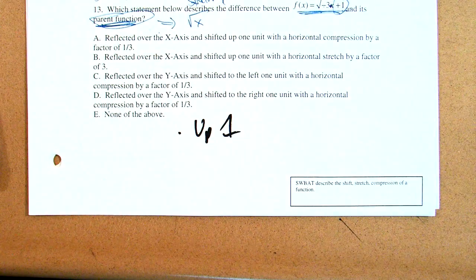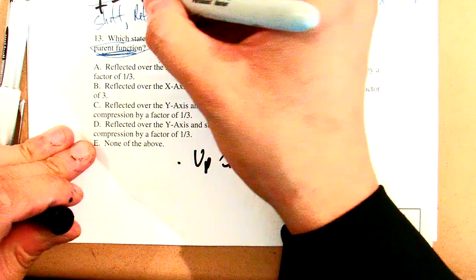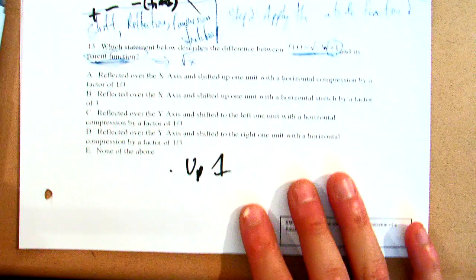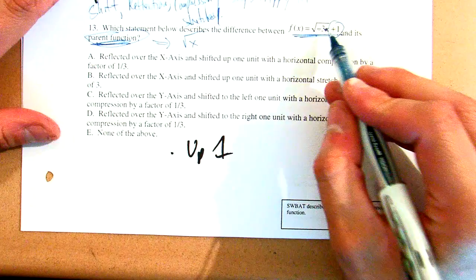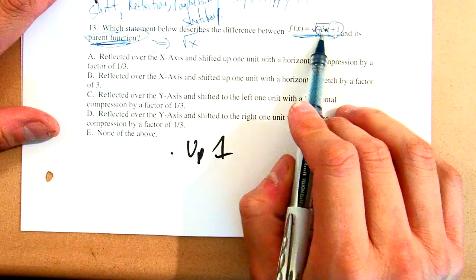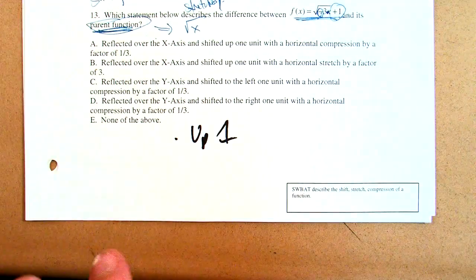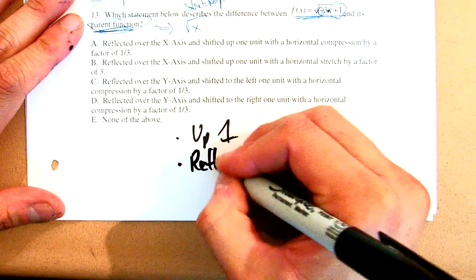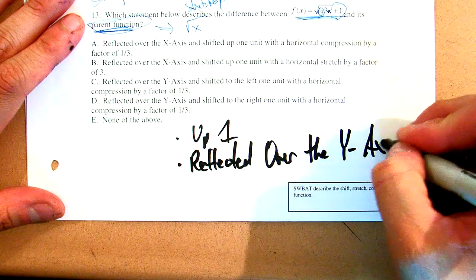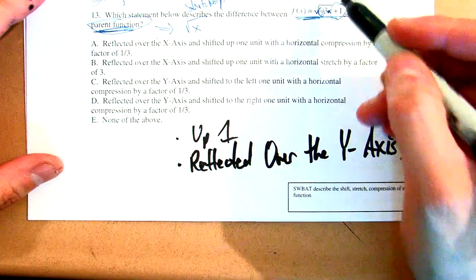The next thing I'm going to check is reflection. If you remember, reflection is when you have a negative times, right? So what does that look like? When you have a negative times, if we look at our function here, it says f of x equals the square root of negative 3 times x, plus 1. And you have a negative here, and it's a negative being multiplied, so it definitely is a negative, and it is on the inside. Inside is going to be reflected over the y-axis, so it is reflected over the y-axis here.